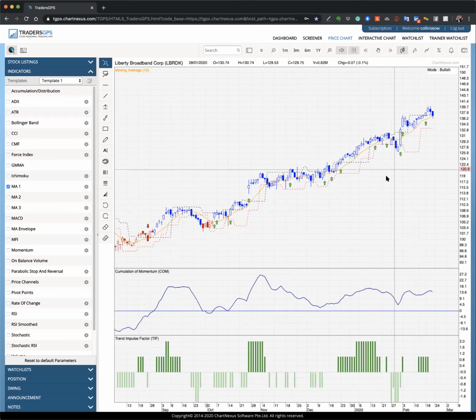So let's count the arrows. We have one, there's no count, two. This one is three, so this is like four arrows already. It's like five arrows already. So this one has run a bit already. But this is a stock that we talked about on the 3rd of February.